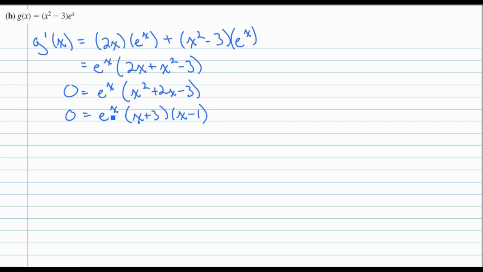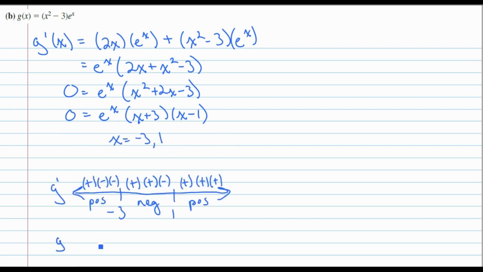E to the x doesn't give us any critical values. There's nowhere where e to the x is going to be 0 or undefined, but it will play a part in whether our result is positive or negative. My two critical values of g prime are -3 and +1, which means g is going to be increasing, decreasing, increasing. Now it's probably not going to look exactly like this because it's not a polynomial. But this is what it's doing, which is at the critical value -3, creating a maximum, at the critical value 1, creating a minimum of g.